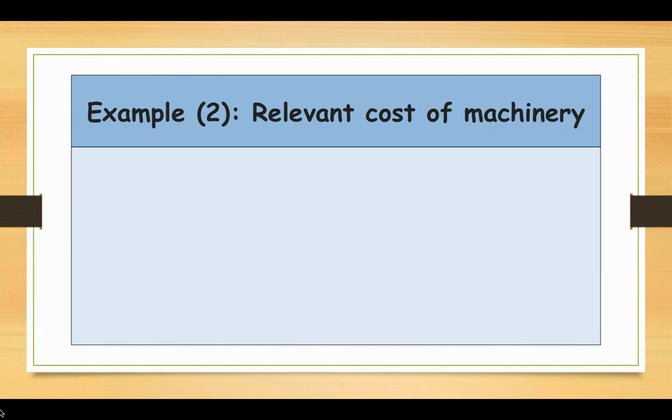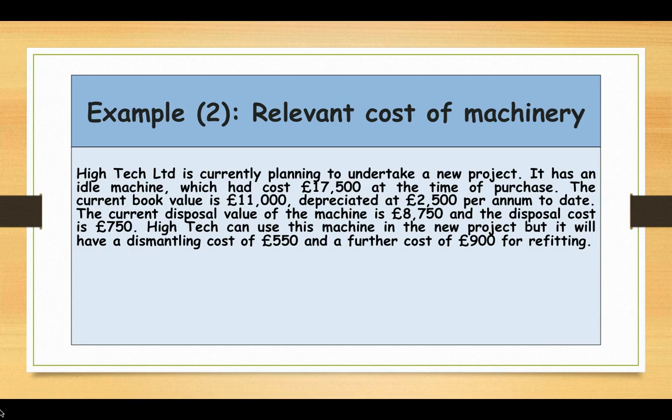We look at this second example of relevant cost of machinery. High-Tech Limited is currently planning to undertake a new project. It has an idle machine which had cost £17,500 at the time of purchase. Of course, this £17,500 is a sunk cost which is not relevant. The current book value is £11,000. This is not a relevant cost. Depreciated at £2,500 per annum to date. This is also not relevant.